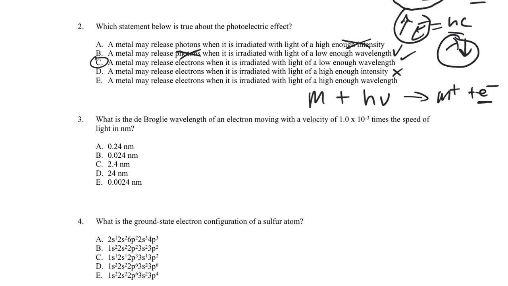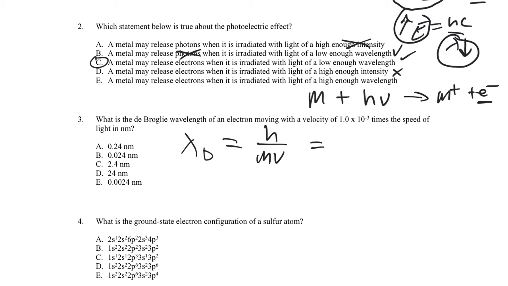So what is the de Broglie wavelength of an electron moving with a velocity that is 1.0 times 10 to the minus 3 times the speed of light in nanometers? Okay, now our equation here for the wavelength of matter, or sometimes I call it lambda d for the de Broglie wavelength, it's h divided by mv.